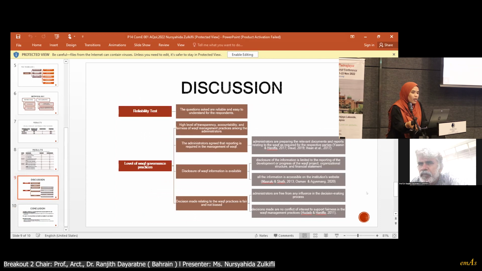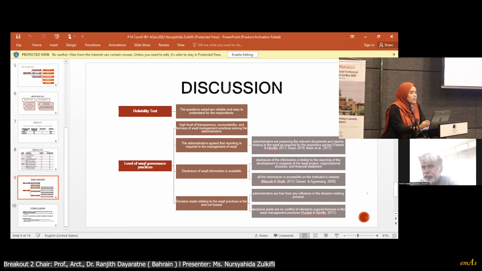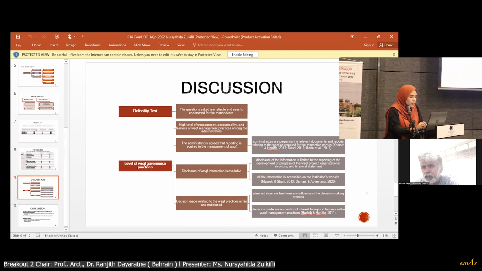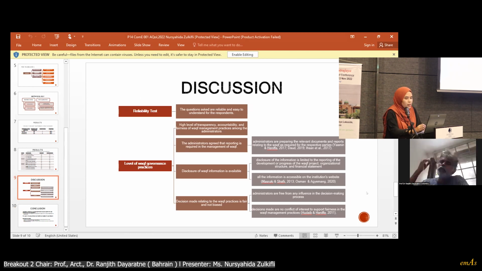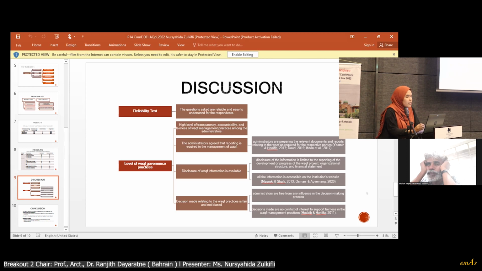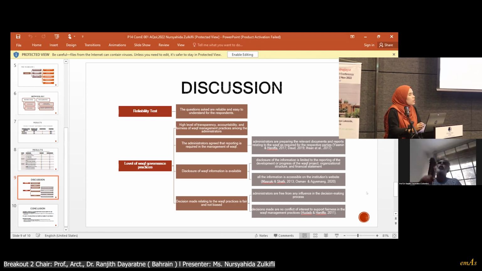5.0. Okay, so for the discussion, the reliability test using Cronbach's Alpha shows that the questions asked are reliable and easy for the respondents to understand, because the alpha value is greater than 0.7. The level of wakaf governance practices is high in terms of transparency, accountability, and fairness of wakaf management practices among the administrators in Peninsular Malaysia, and the administrators agree that reporting is required in the management of wakaf.